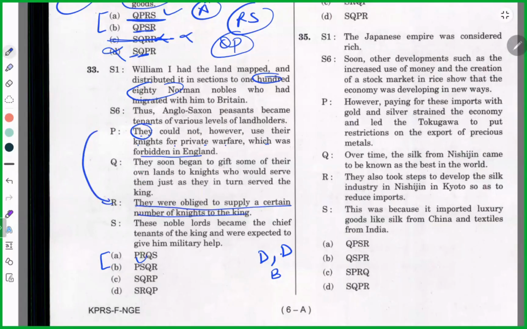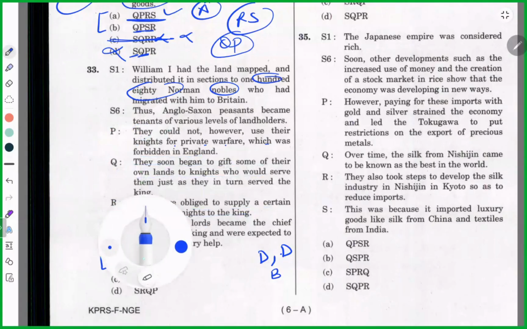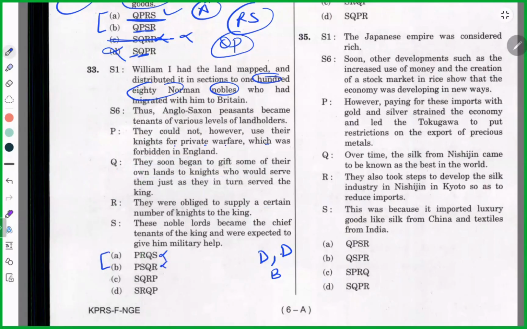Let's see. Then Q: "They soon begin to gift some of their own lands to knights." Okay, again a continuation. Then "these noble lords." Wait, if the nouns are already defined and the pronoun is defined, then why use the noun again? It is grammatically incorrect. So again, P is not the starting one. All work is negligible now, so that means our hard work will not be wasted. It concludes that these two are not options. So S will be the starting one. Now let's say SQ or SR.